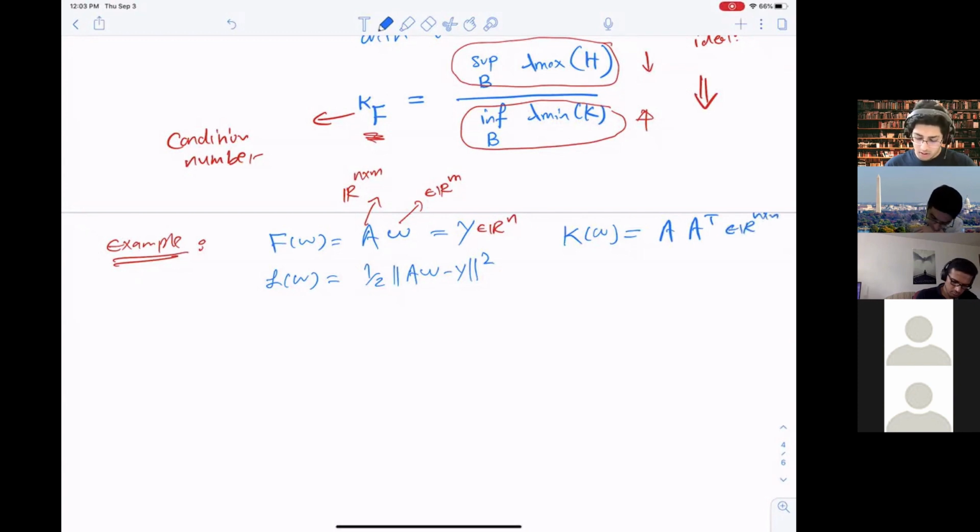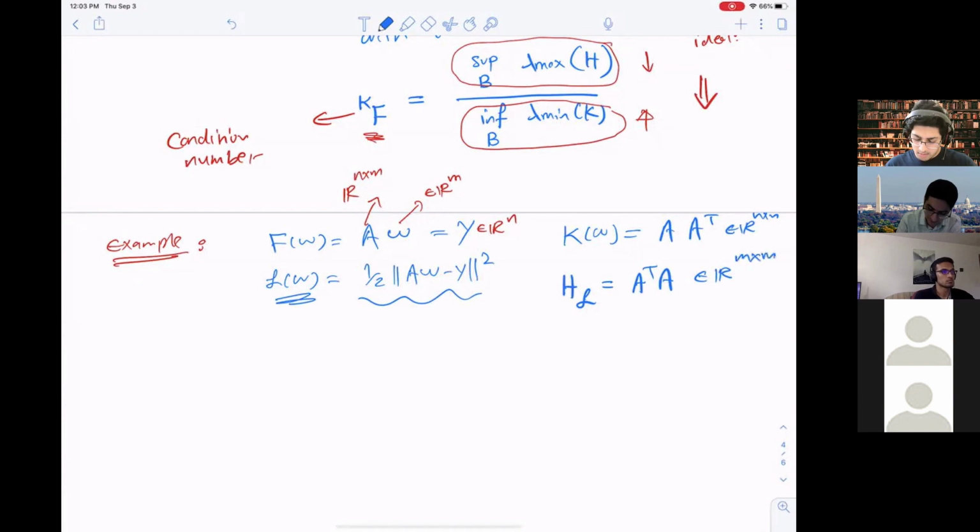So what about the Hessian of this loss function, the Hessian of the loss? It is quite simple that you can show the Hessian is A transpose A. You take the derivative of this, you get a linear function. You take another derivative, you get A transpose A. And the Hessian is similar to my tangent kernel, but in a transposed fashion. So it's going to be an m by m matrix. This is my tangent kernel. This is my Hessian. All right.